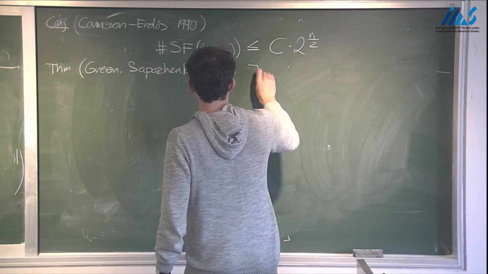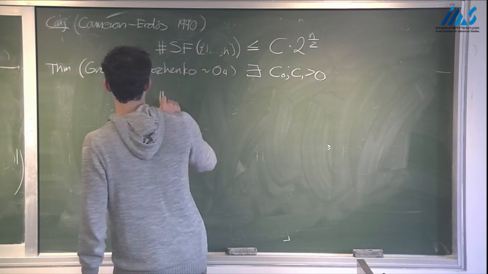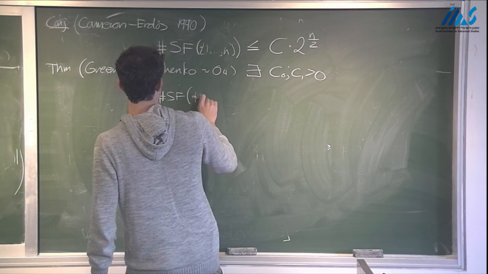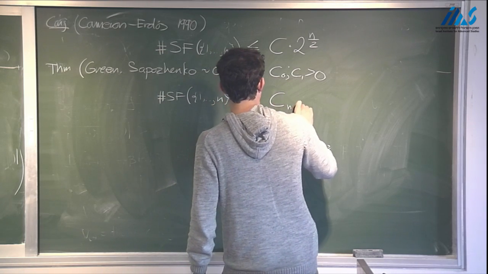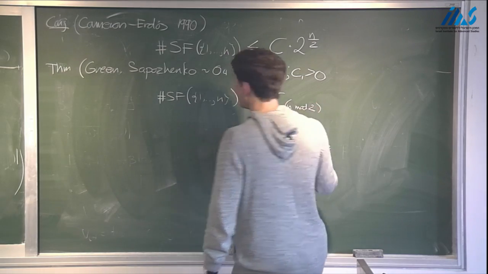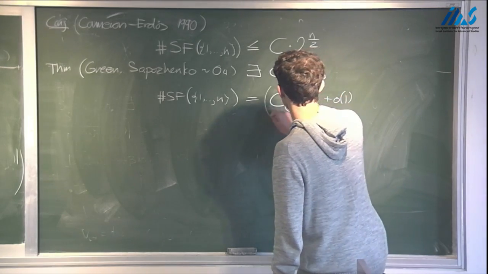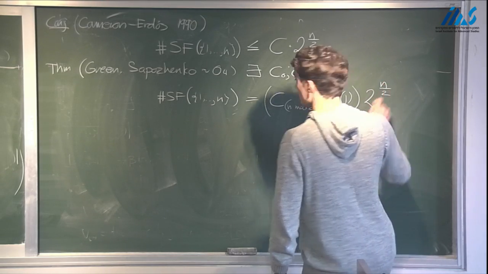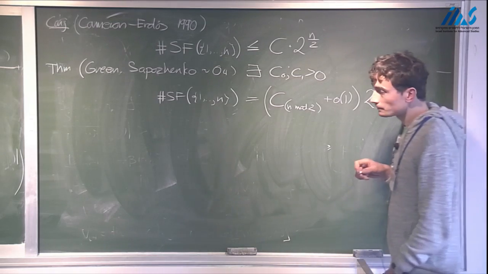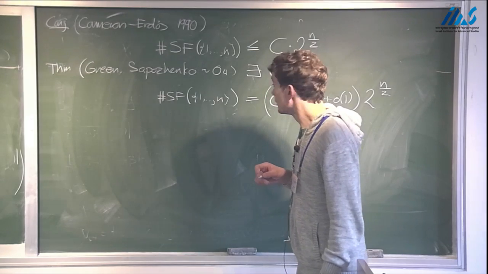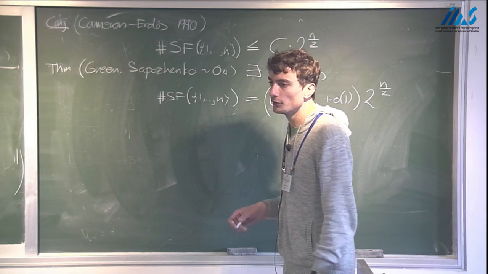Actually, they proved that there exist two constants, C0 and C1, such that the number of sum free sets in 1 up to n is asymptotic to C, where we have two constants depending on the parity of n, plus little o of 1, times 2 to the n over 2. These constants are not given by this example. No. So I don't know what these constants are.